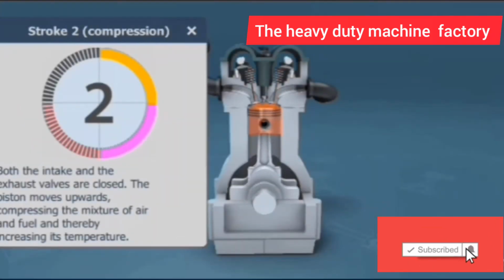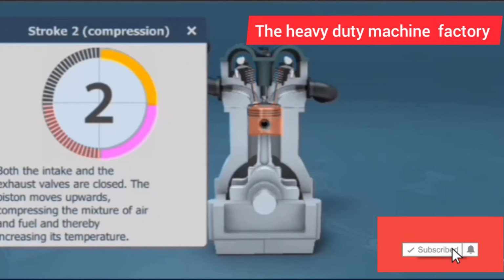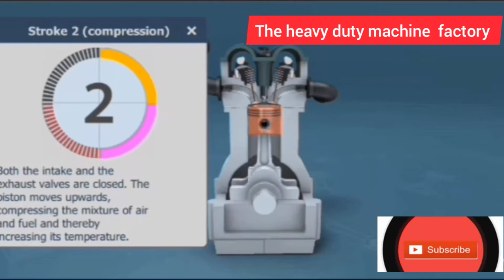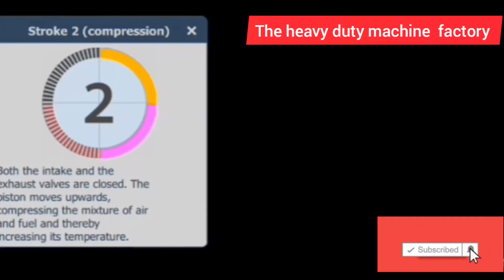The second stroke is compression. Both the intake and the exhaust valves are closed then. The momentum of the crankshaft and the counterweight causes the piston to move upwards, compressing the mixture of air and fuel and thereby increasing its temperature.